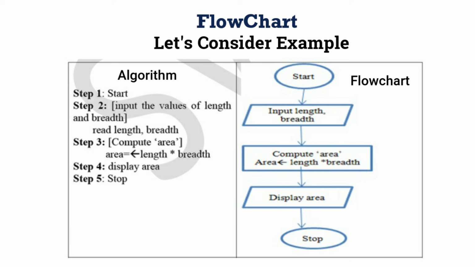Then the parallelogram is used to read input and output. So here input is length and breadth, and the computation, that is the rectangle, is used to indicate the instructions. So compute the area: area is equal to length into breadth, and the parallelogram is used to display the output as the area, and the last shape indicates to stop the process.